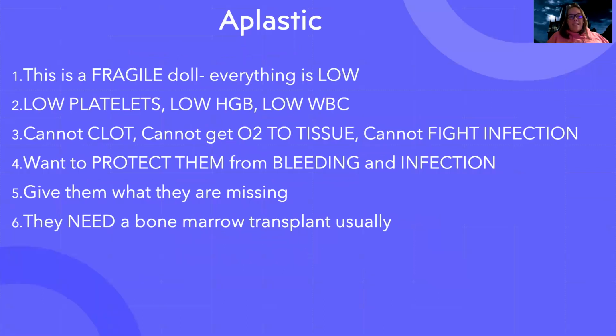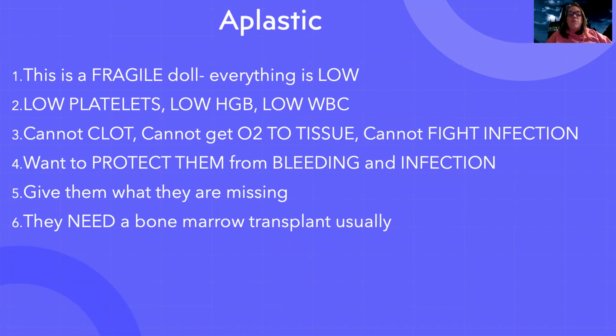Then there's aplastic anemia. With aplastic anemia, think of a patient that's like a fragile doll. Everything is low, and I need to protect this patient because they are at very high risk for a lot of problems. A patient with aplastic anemia has low platelets, low hemoglobin, and low white blood cells. That translates to: they cannot clot, they cannot get oxygen to their tissues, and they cannot fight infection. So this patient's going to have a lot of risk.